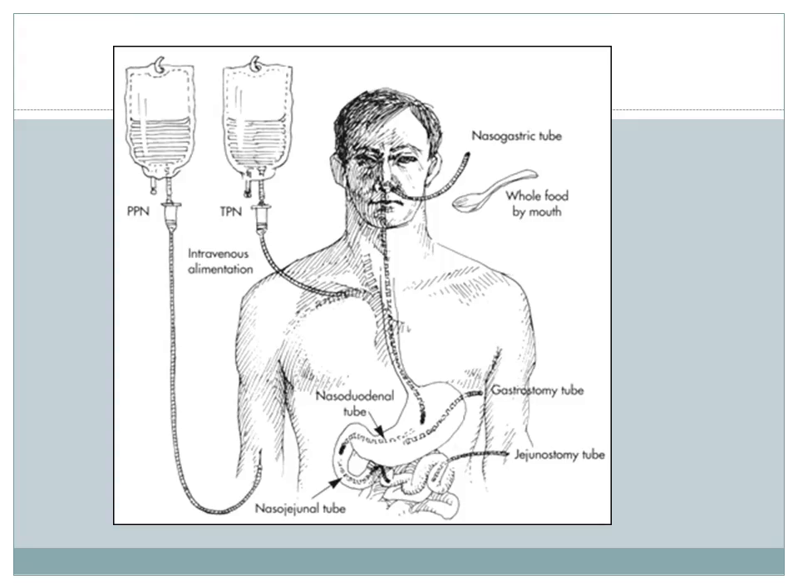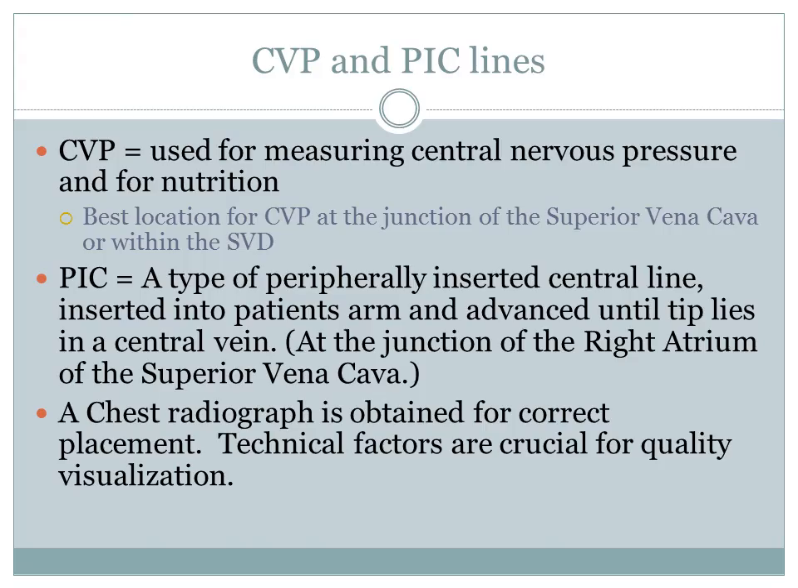This is a diagram demonstrating the different types of tubes discussed. CVP and PICC lines. CVP is used for measuring central venous pressure and for nutrition. The best location for a CVP is at the junction of the superior vena cava or within the SVC.